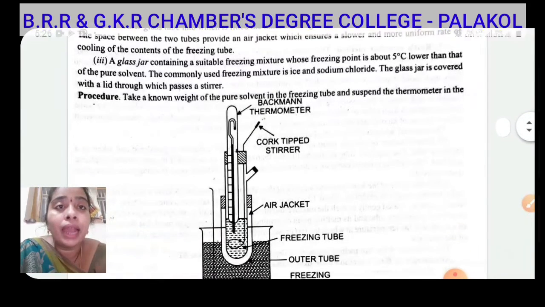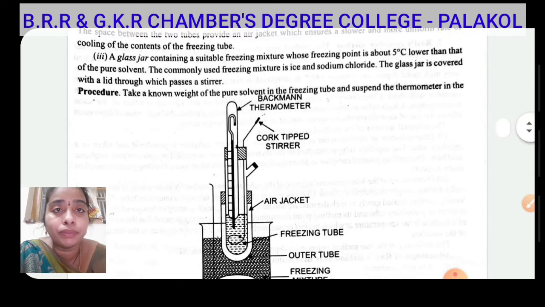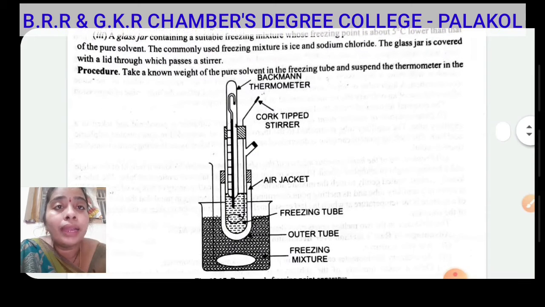A glass jar contains a suitable freezing mixture whose freezing point is about 5 degrees lower than that of the pure solvent. The commonly used freezing mixture is ice and sodium chloride. So already in the laboratory we can use ice and sodium chloride as the freezing mixture. Now I can explain the procedure.